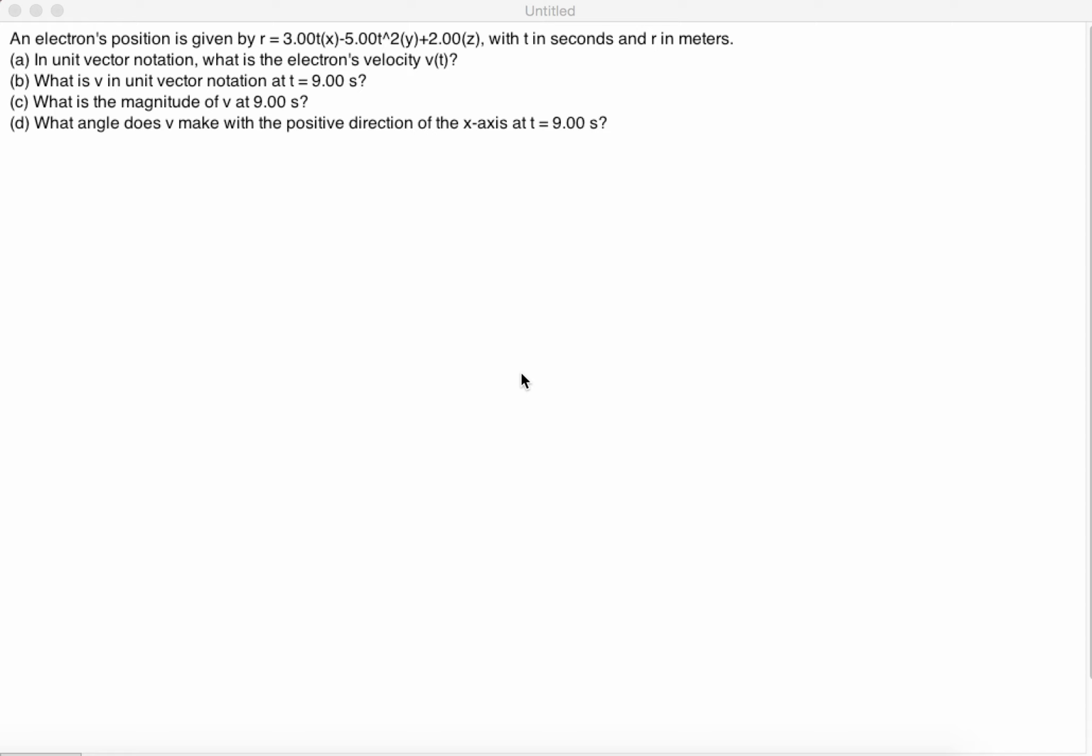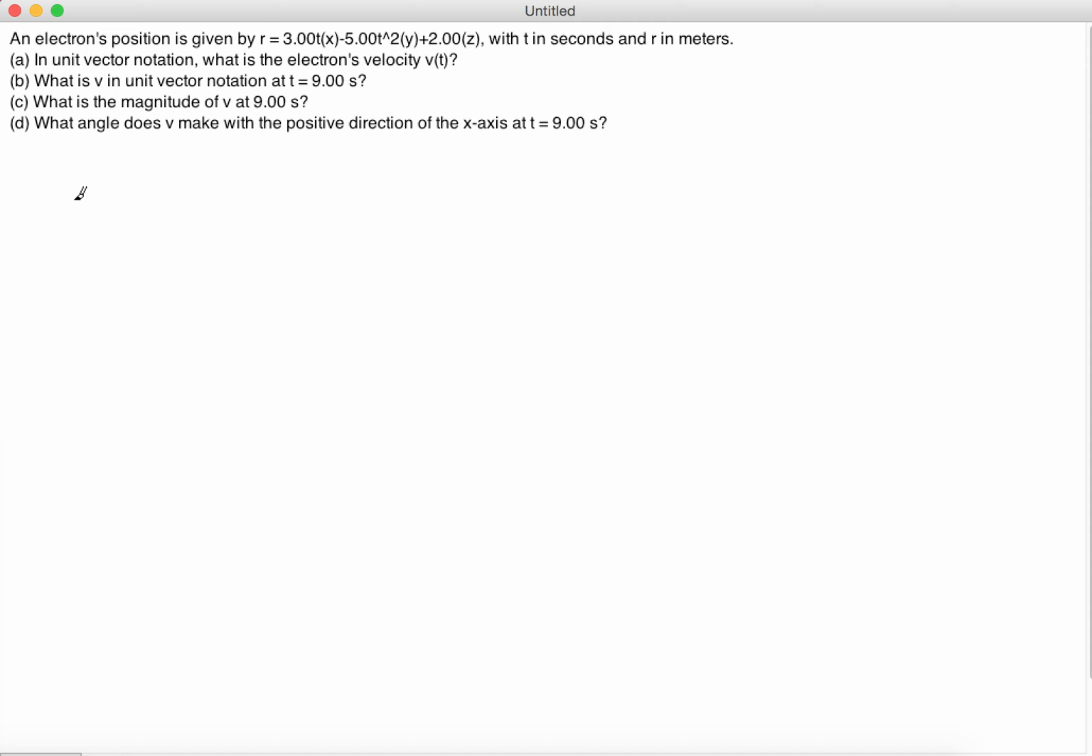An electron's position is given by r equals 3t in the x component, minus 5t squared in the y component, and plus 2 in the z component, with t being in seconds and r being in meters. So we've got 4 parts to this problem, and let's first take a look at the first part right here.